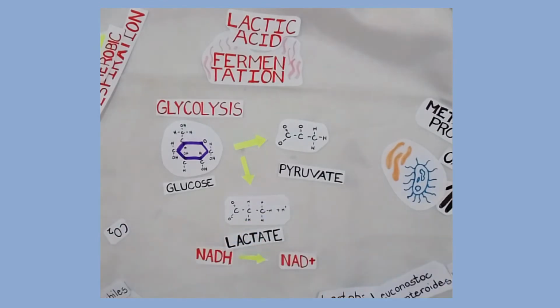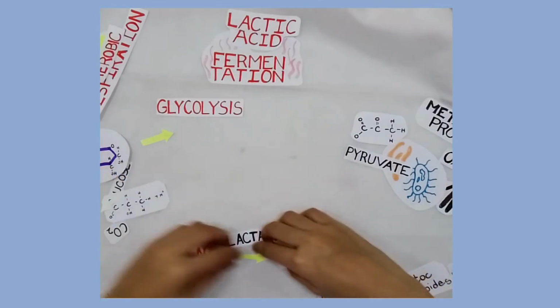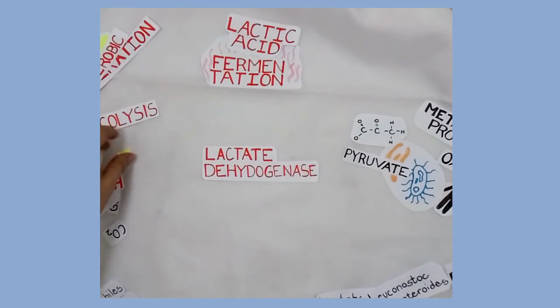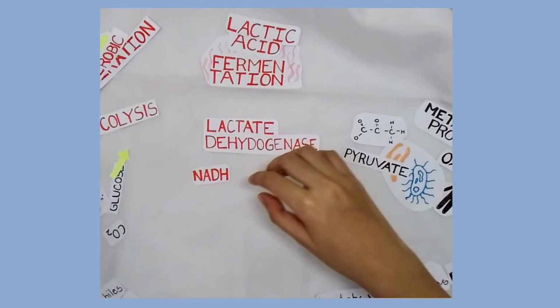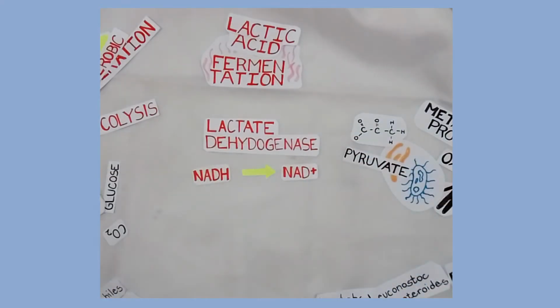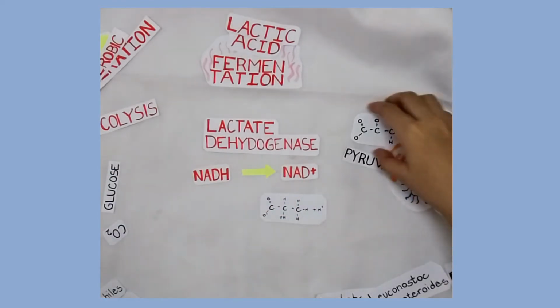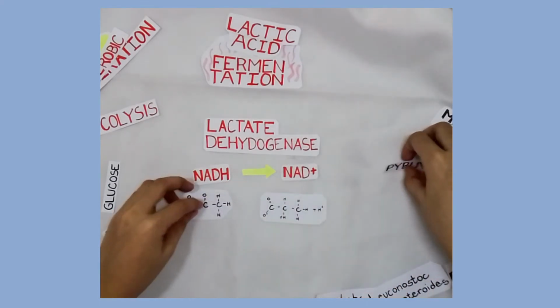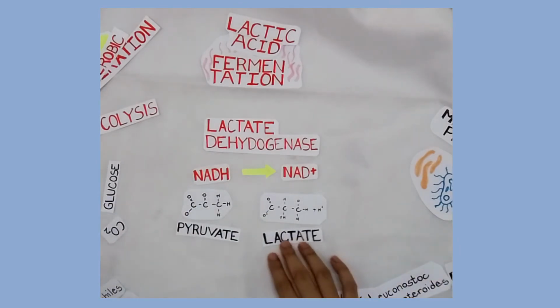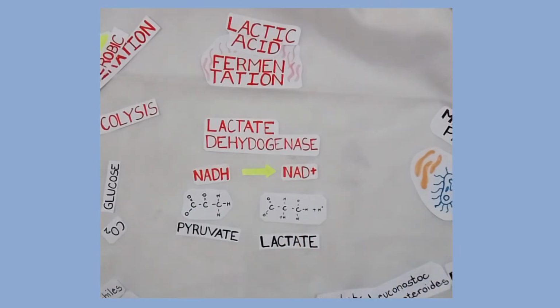Let's look a bit further. The enzyme used in this reaction is lactate dehydrogenase, or LDH. It catalyzes the interconversion of NADH and NAD+. To achieve this, NADH donates its extra electrons to the pyruvate molecules, regenerating NAD+, and lactate is formed by the reduction of pyruvate and the oxidation of NADH to NAD+.